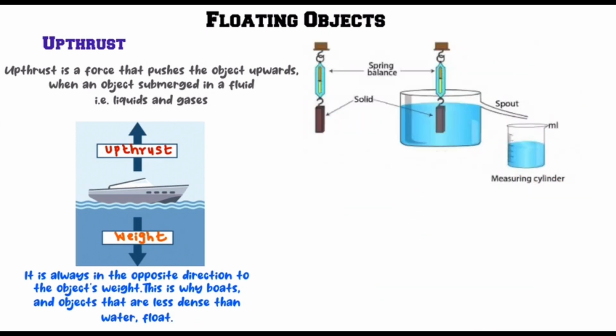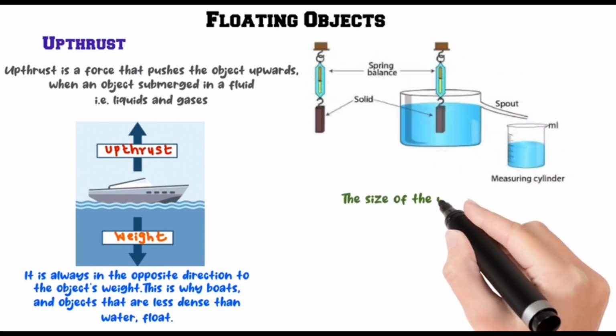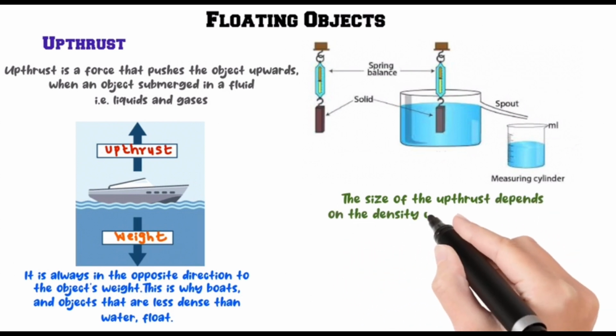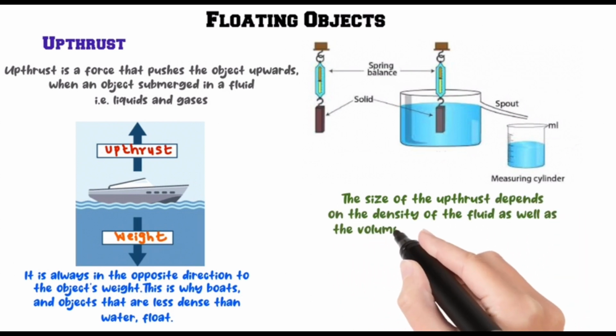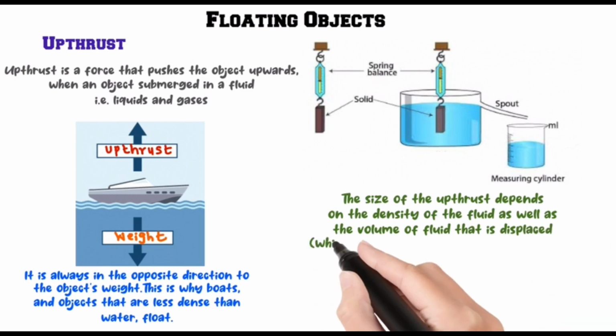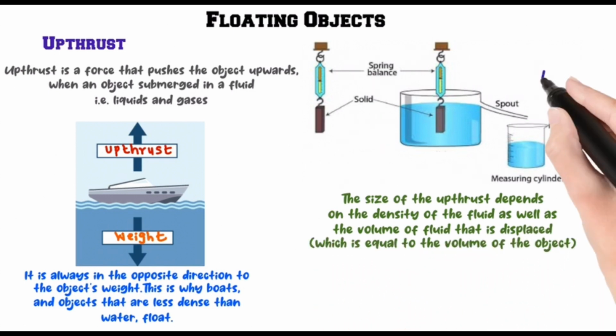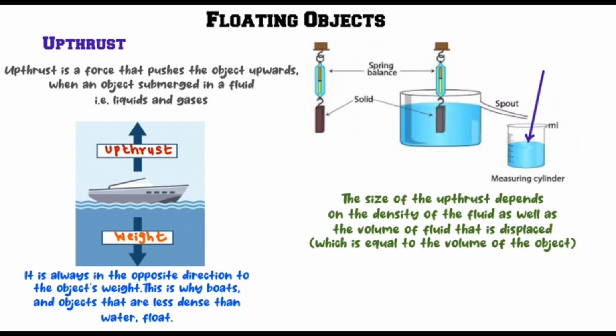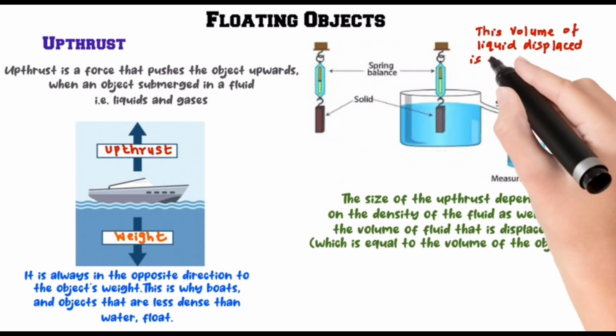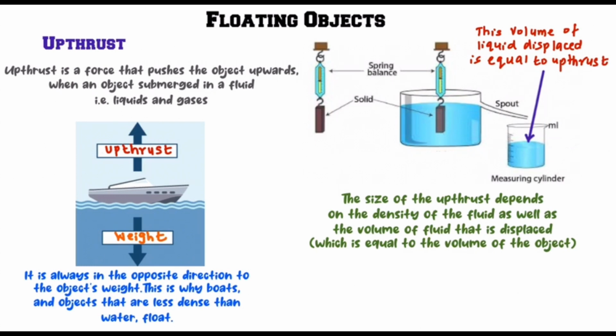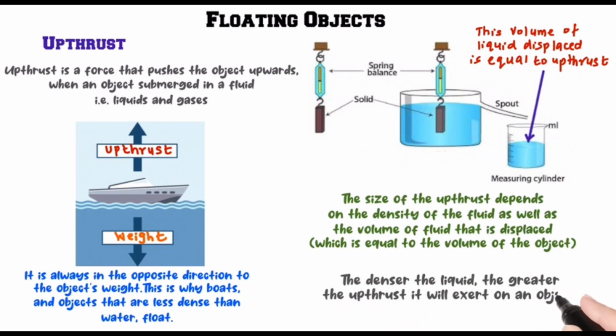Consider this image. The size of the upthrust depends on the density of the fluid as well as the volume of fluid that is displaced, which is equal to the volume of the object. This means that the weight of this volume of liquid displaced is equal to the upthrust. Also, the denser the liquid, the greater the upthrust it will exert on an object.